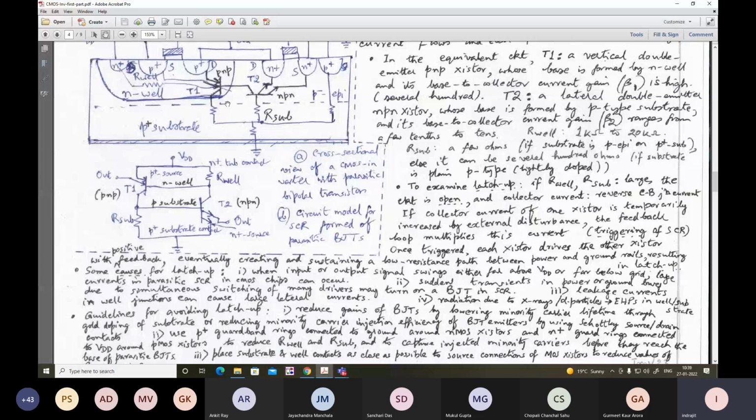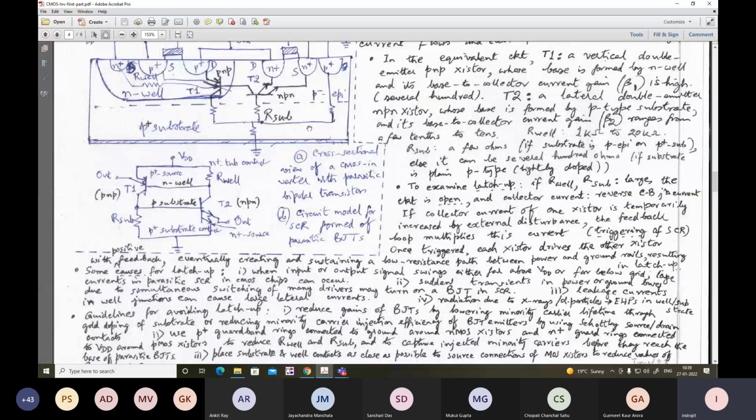So the vertical PNP transistor can have a large value of beta. Whereas the lateral or horizontal transistor, where the base is quite wide, it is unavoidable when you are building the transistor in this fashion.